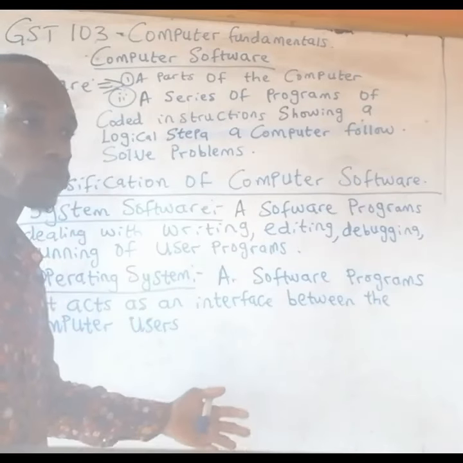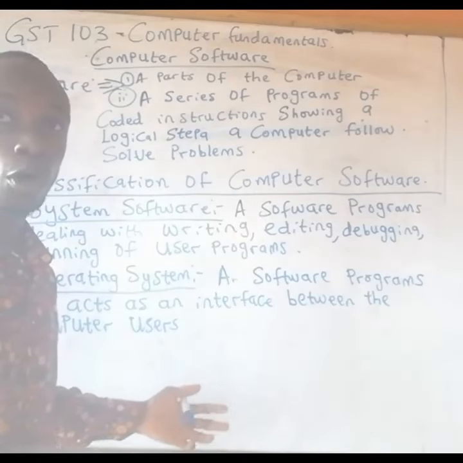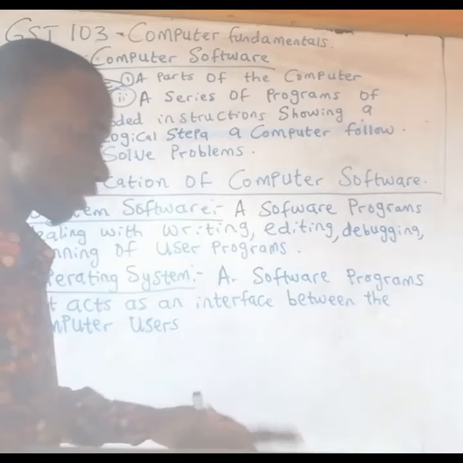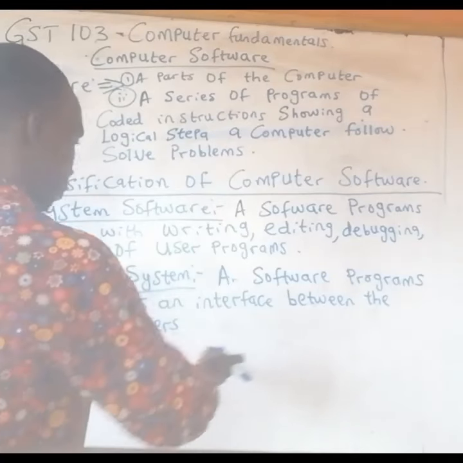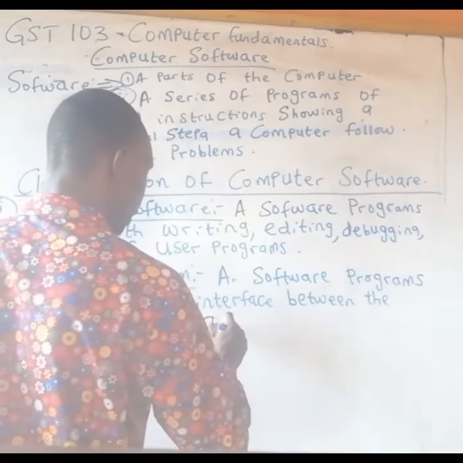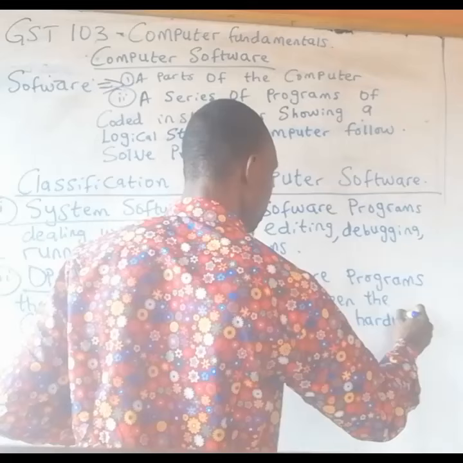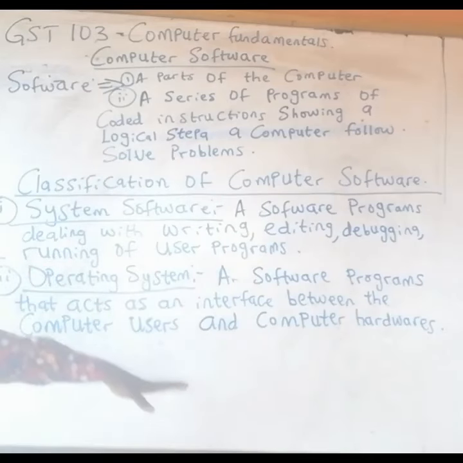It's more like the producers and the customers, or clients, or consumers, in economics or in commerce. Not to waste much of our time, you can return to the previous class to watch the definition of the computer users. So there are software programs that act as an interface between the computer users and the physical part of the computer, the hardware. So these are two classifications of the computer.